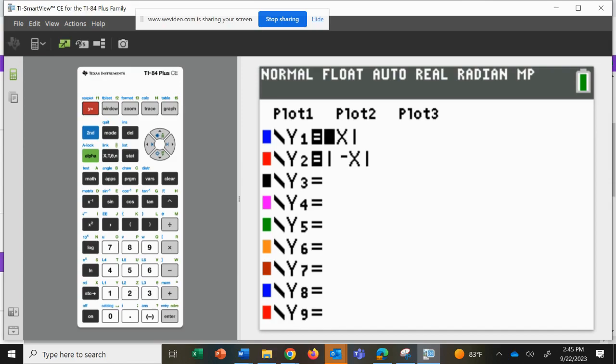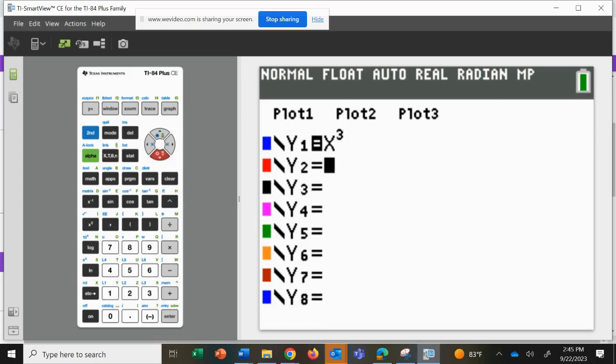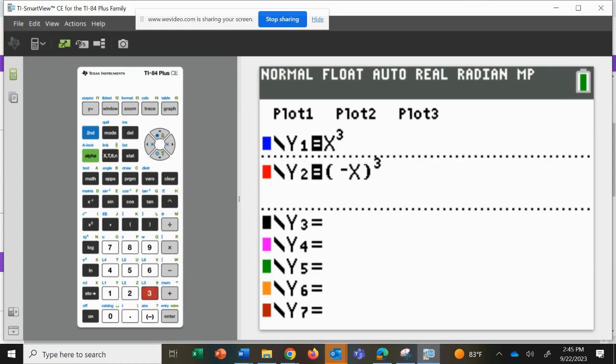So I'm going to give you a different parent function to start with. Did we do x cubed yet? We did, right? X to the third. If we're putting it on the inside, you have to put parentheses: x, negative x, sorry. Close your parentheses, then do the third. Make sure you have it in parentheses to do it on the inside.